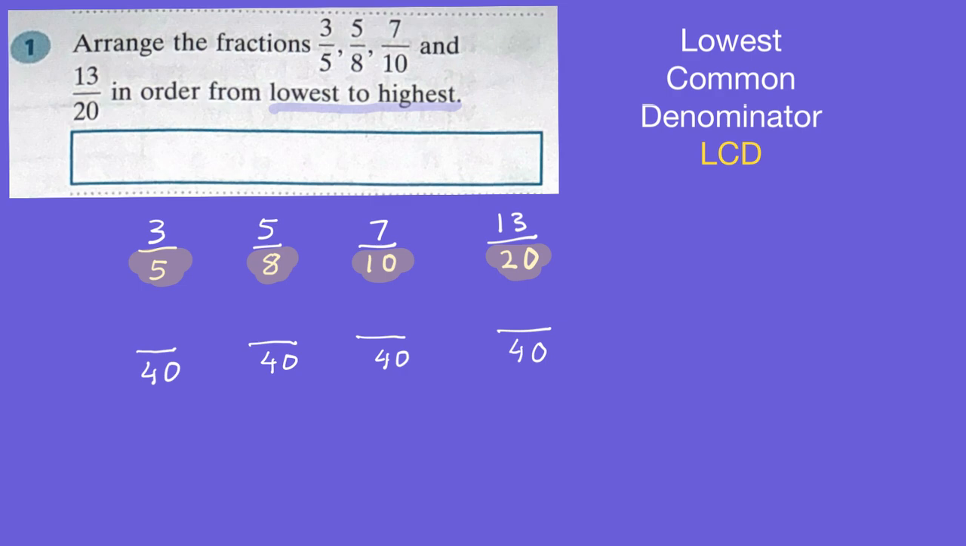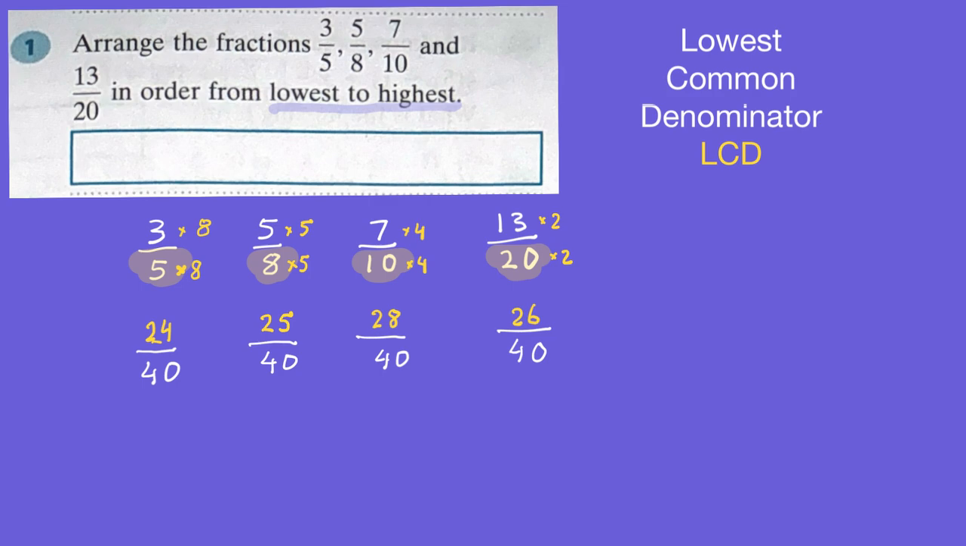So what does it take to change 5 into 40? We need to multiply it by 8. So this will be 3 times 8, which is 24. The second fraction we need to multiply by 5, both the denominator and the numerator, and the numerator now will be 25. If we multiply 10 by 4 and 7 by 4, we'll get 28 in here, and double 13 because we're doubling 20, and we get 26.